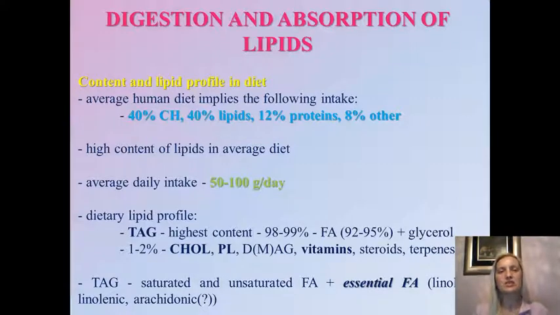But these percentages may vary a lot depending on the individual dietary habits, depending on the recommendation of health organizations. So for example, in the past few decades, lipids are recognized as the major risk factors for development of atherosclerosis and subsequent cardiovascular diseases and cerebrovascular diseases. So it was recommended to lower lipid intake in diet as much as possible.